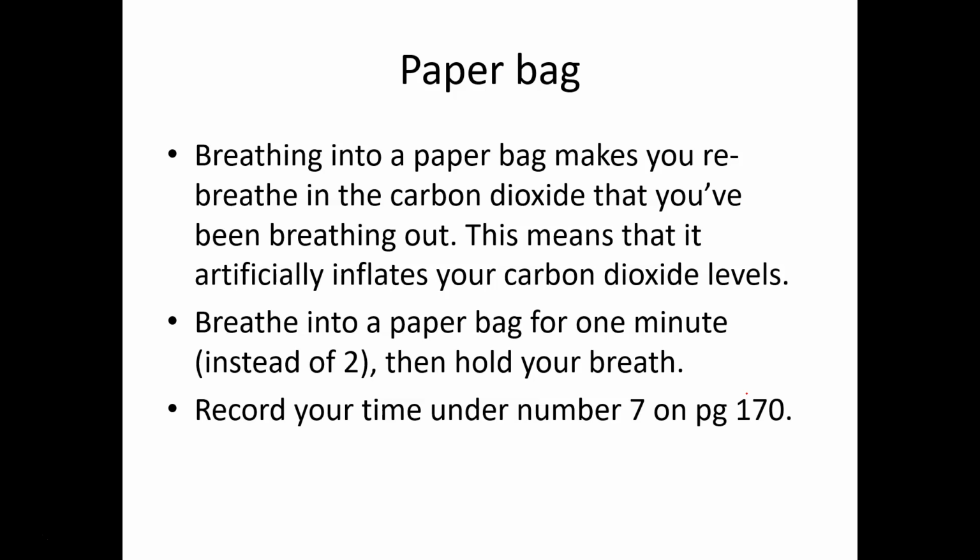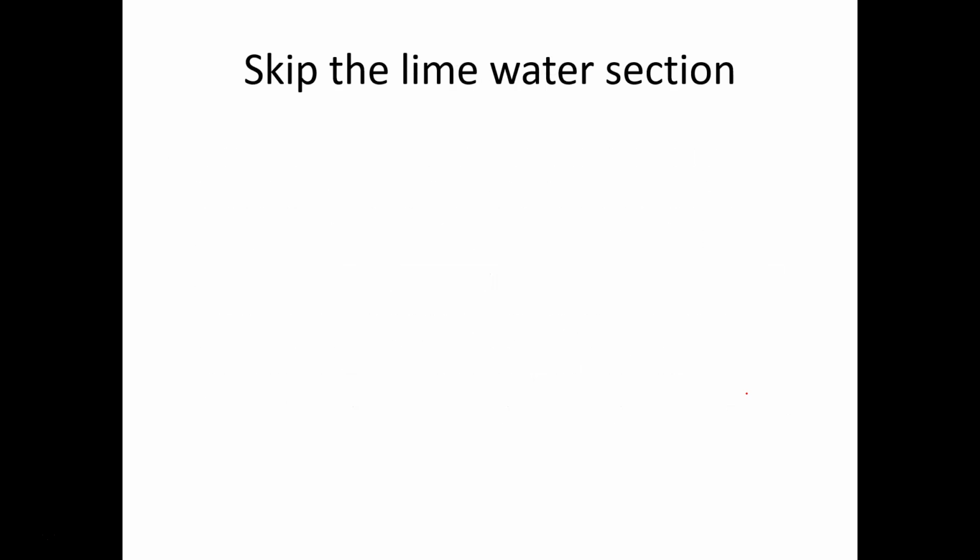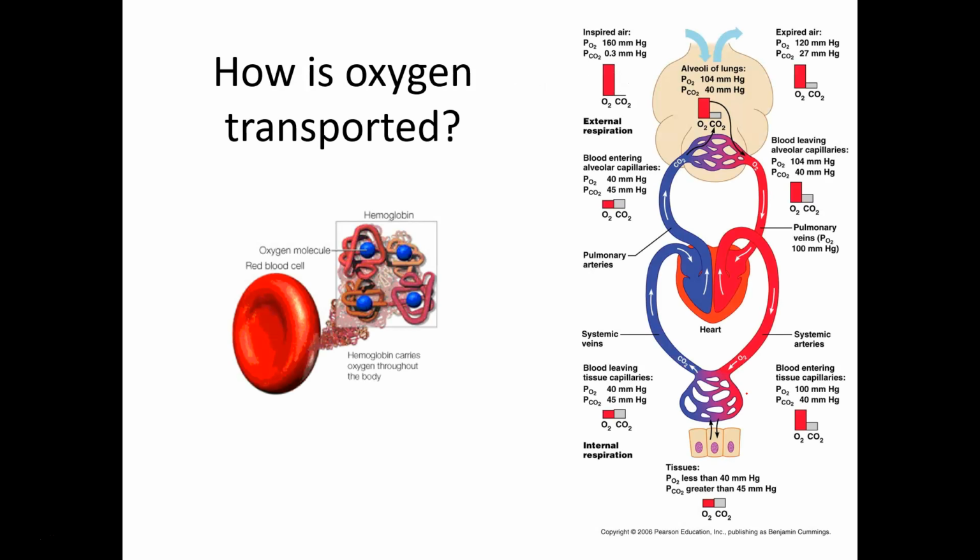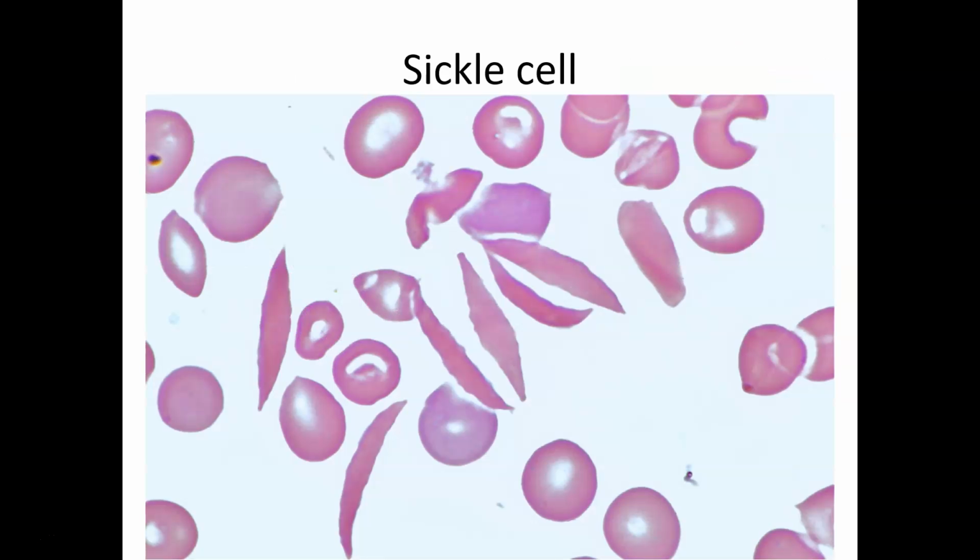All right, hopefully that worked out for everybody. Next, there's a little section that talks about lime water. We're skipping that entirely, don't worry about it, and we're going down to gas transport and exchange. We've already kind of talked about this back in the circulatory system, but oxygen is transported on hemoglobin and red blood cells. Nothing about that changes here.